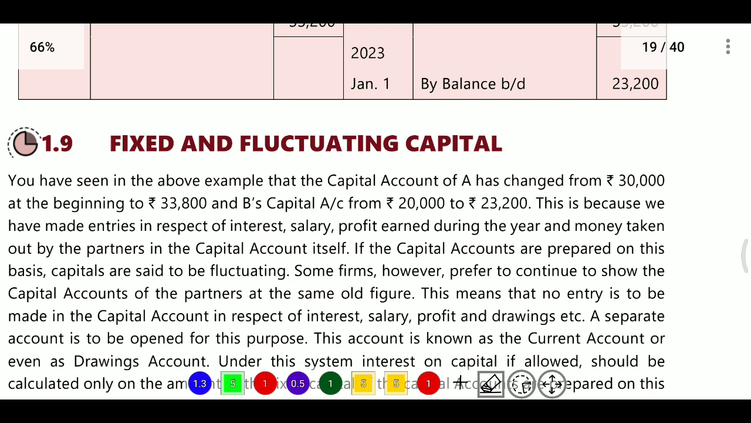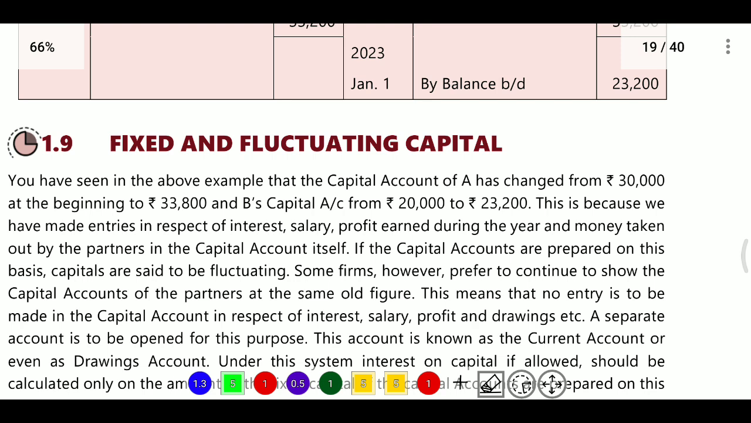For example, fixed capital method means what? Fixed capital method means the capital of partners remains constant, and any other transactions are recorded in the current account. So normally they maintain the capital account at a constant. It will be fixed capital. Any other transactions will be shown in current accounts. That is the fixed capital method. So in fixed capital, they will maintain two accounts: one is the capital account that remains constant, and another one is the current account.